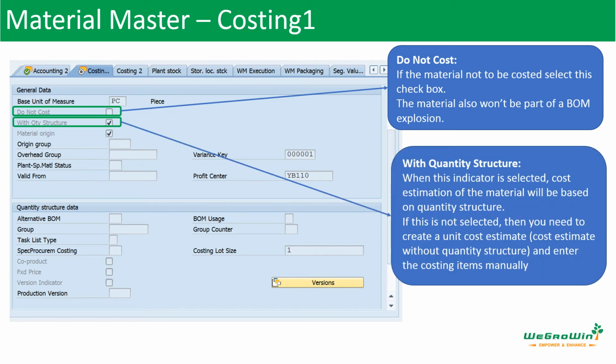Then we have the with quantity structure. The costing of materials is performed either based on the quantity structure or without quantity structure. Quantity structure means based on the bill of material, what is the value for each material. If you want to calculate as per the bill of material and quantity structure, we have to use this field so that the system will explode the bill of materials, take the prices of the materials and use them for the standard cost estimation.